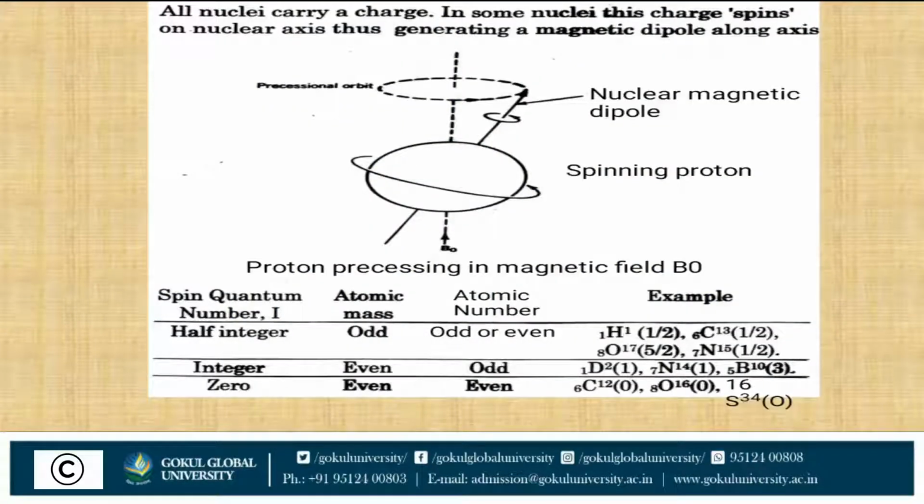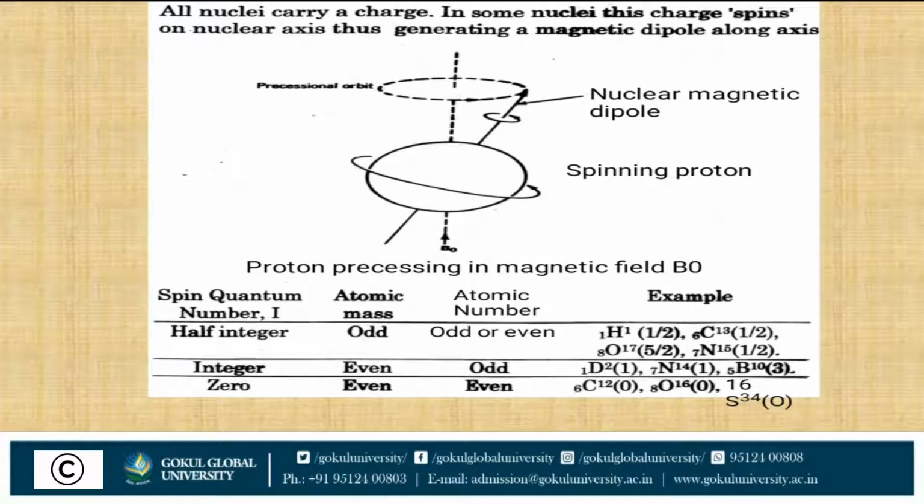All nuclei carry charge because nuclei have protons or neutrons, but a neutron has a neutral charge and a proton has a plus charge. So nuclei carry a charge. In some nuclei, this charge spins on the nuclear axis, generating a magnetic dipole along the axis. So a nuclear magnetic dipole is produced by the spinning of the proton.